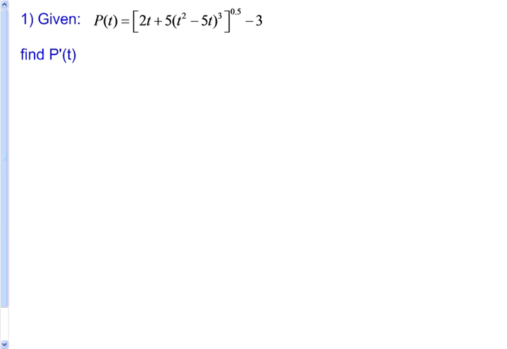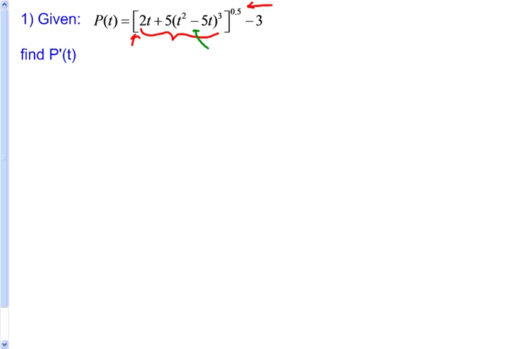And our outermost function is going to be these square brackets here with the exponent 0.5 minus this 3 on the end. Those together make our outermost function. And then inside, we've got 2t plus 5 times t squared minus 5t all cubed. That is going to be our first inner function. And then our innermost function is this little bit in here, which is inside those round brackets there.